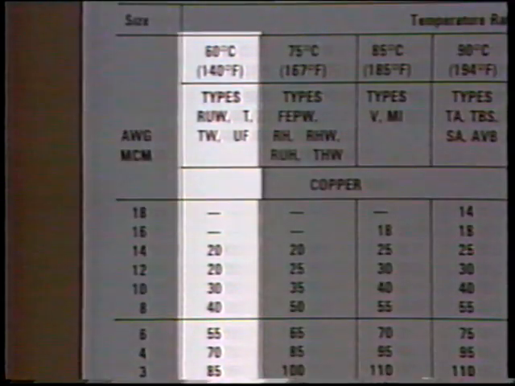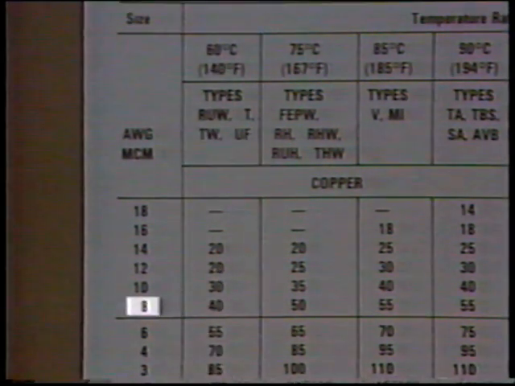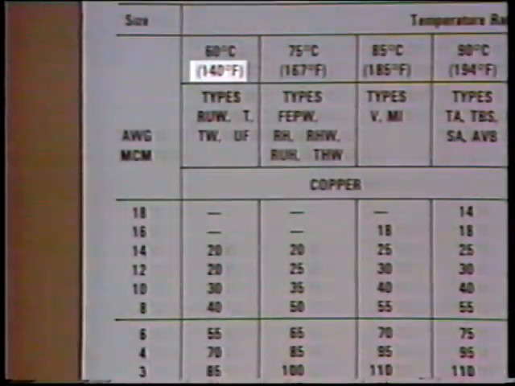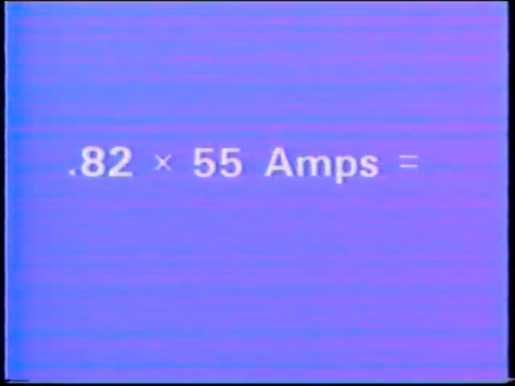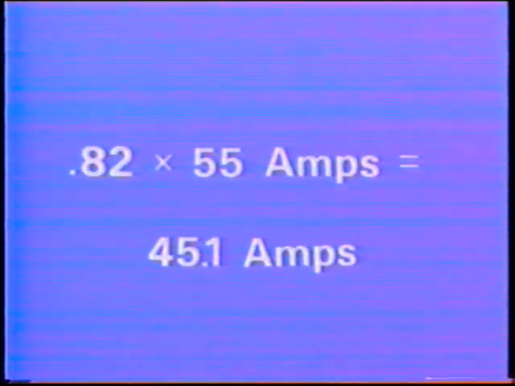This time we'll look under the 140 degree Fahrenheit listing and we'll move up from a size 8 AWG conductor to a size 6 AWG. It can carry 55 amps at 140 degrees Fahrenheit. Now, to derate this conductor, we go back to the original derating factor we used for the 140 degree Fahrenheit limit, which was 0.82. Okay, we multiply 55 amps times 0.82, and we find that a size 6 AWG type TW conductor can safely carry 45.1 amps in an actual ambient temperature of 100 degrees Fahrenheit.